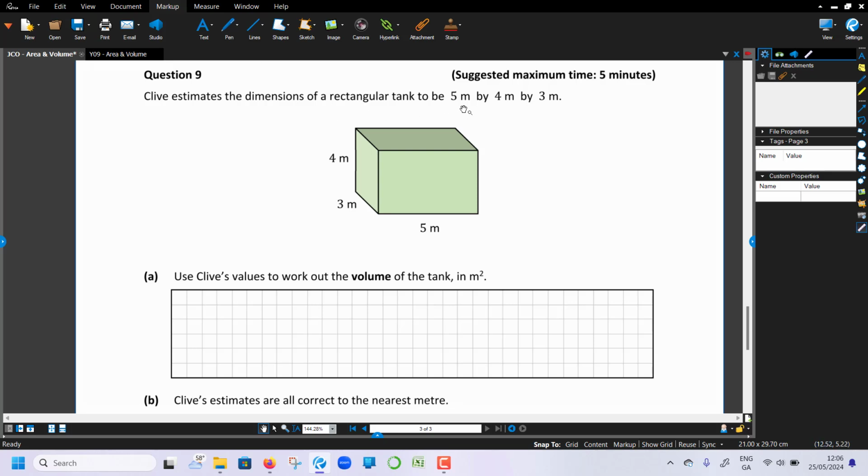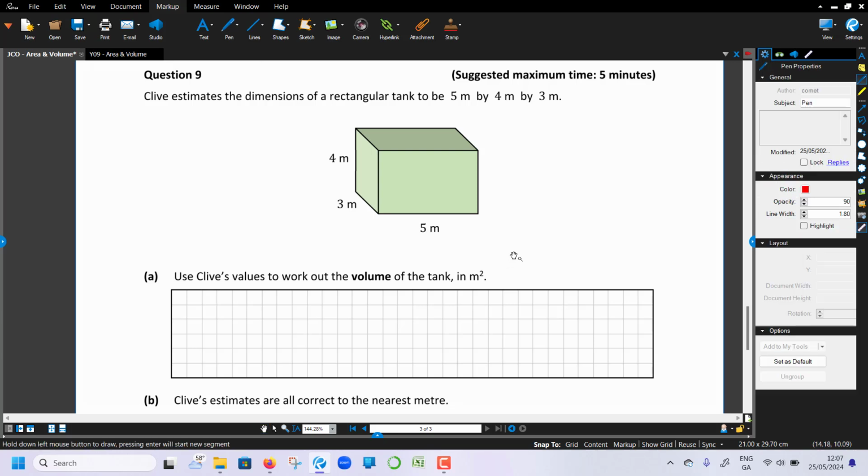Clive estimates the dimensions of a rectangular tank to be 5 meters by 4 meters by 3 meters. Use Clive's values to work out the volume of the tank. Okay, straightforward. So the volume is just the length times the width times the height. Or sometimes they say length times the breadth times the height, or length times the depth by the height. It doesn't matter. It's just the 3 different dimensions multiplied by each other.